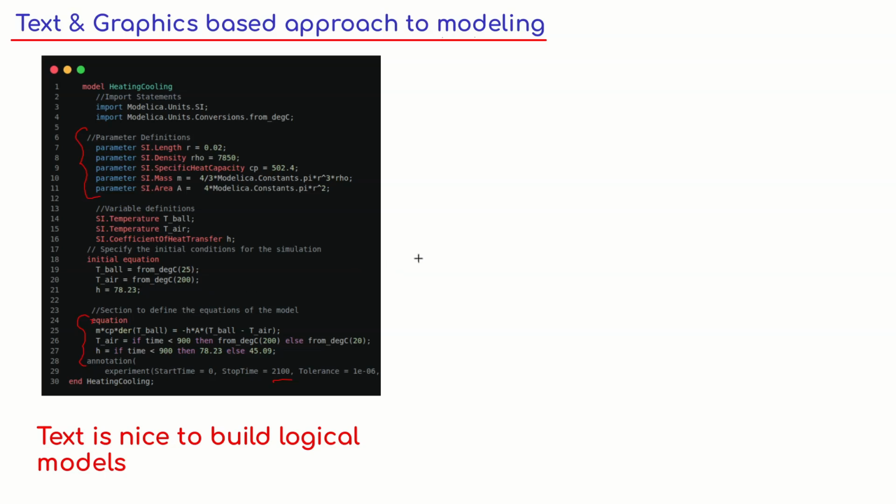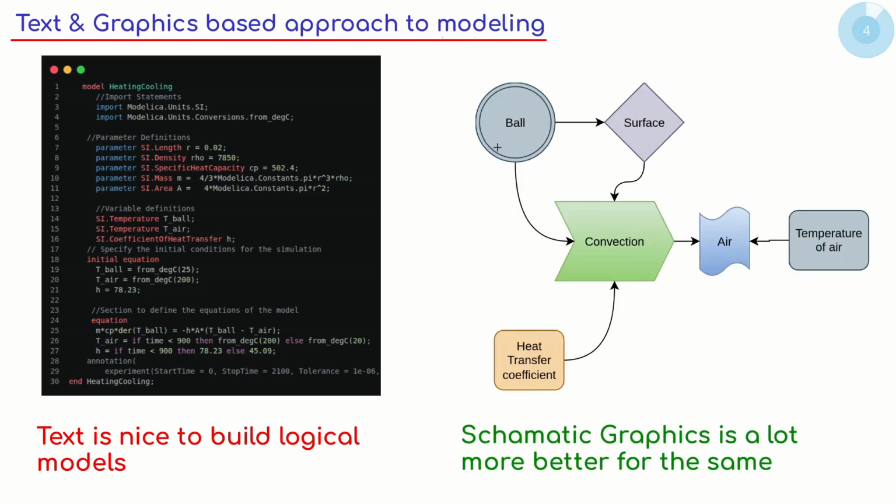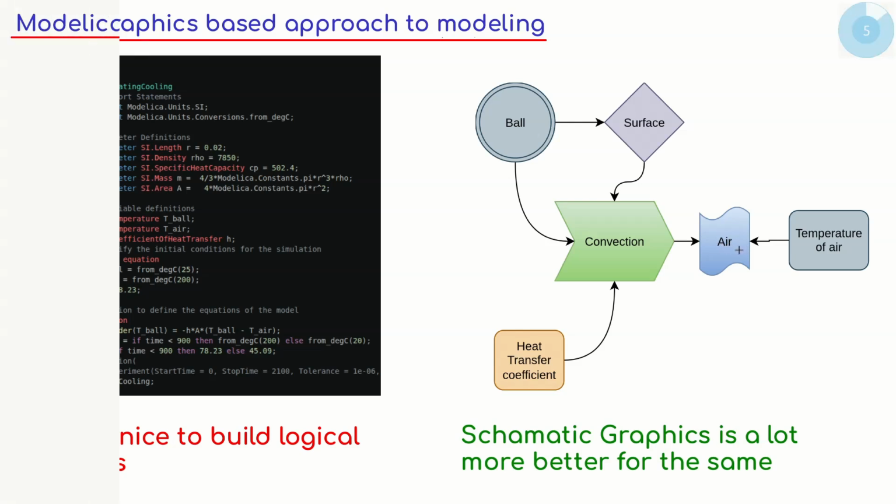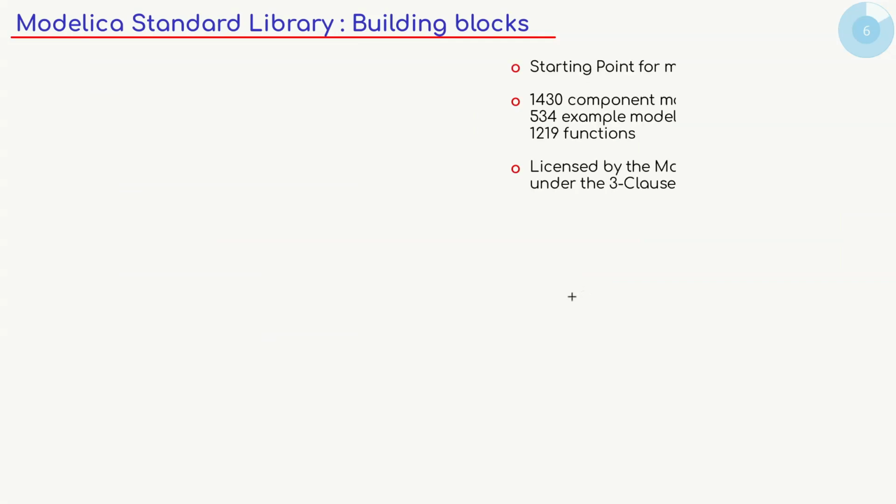But wouldn't it be nice if the same model can be represented as a combination of multiple components interacting with each other? We have the ball with a surface area and volume, which interacts with surrounding air through convection, where heat transfer coefficient and the temperature of air can be controlled using external signals. Modelica standard library facilitates the development of such complex models using built-in components.